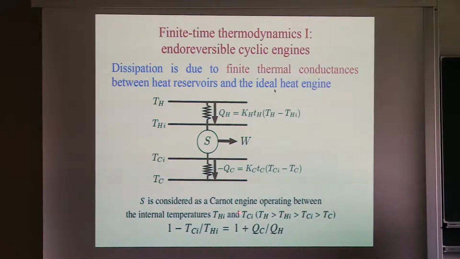There is this model by Curzon and Ahlborn. They have an internal Carnot engine which operates between internal hot and cold temperatures. During the cycle you put the engine in contact with reservoirs at external hot and cold temperatures, and heat exchanges take place. They are proportional to the conductances for hot and cold exchanges with the reservoirs, the temperature difference, and the time you spend in contact with the reservoirs. Internally you assume an ideal Carnot engine, so you have a relation between internal temperatures and heat exchange. You put all the dissipation in the contacts and have no dissipation internally. This is the approximation you make here.